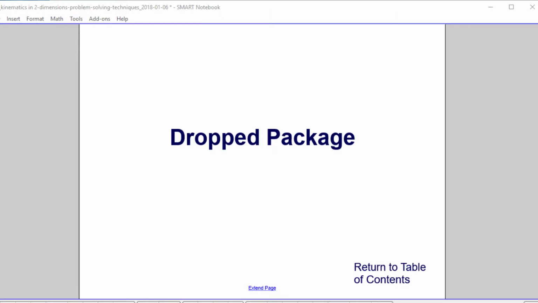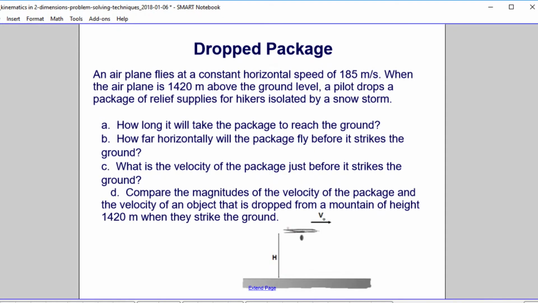Dropped package. An airplane flies at a constant horizontal speed of 185 meters per second. When the plane is 1420 meters above the ground level, a pilot drops a package of relief supplies for hikers who are isolated by a snowstorm.